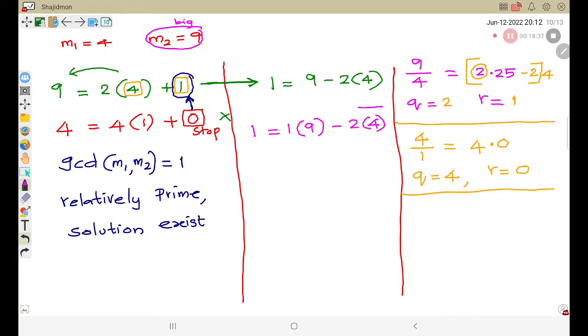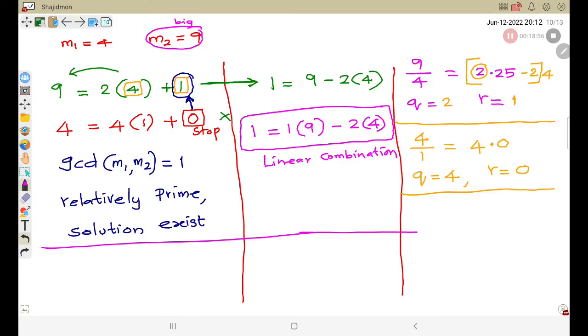Okay. So all of you remember these steps. This is the linear combination step. So the second step we also finished, writing the linear combination. Now we are going to the third step.